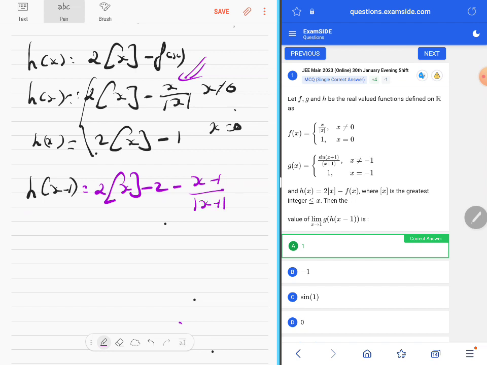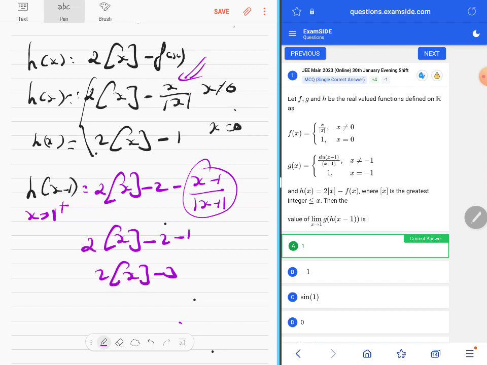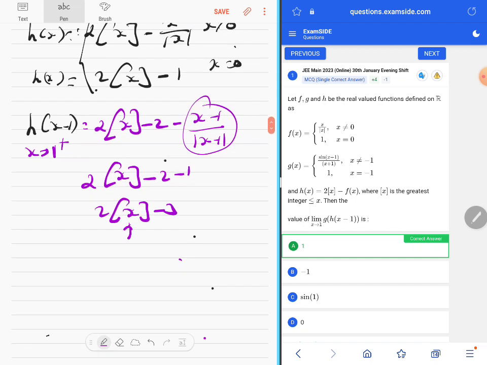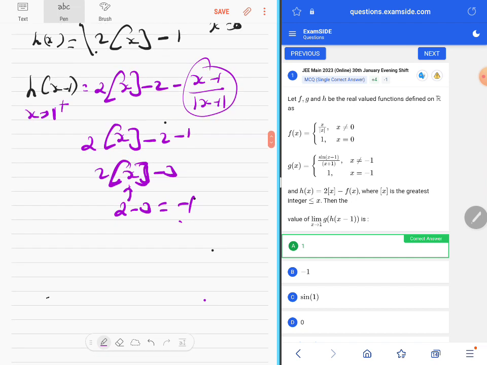And if you're going to study for x coming from 1 from the right, this entire component is going to be positive and it will be 1. So 2 times greatest integer function of x minus 2 minus 1, which is 2 times greatest integer function of x minus 3, and you're going to come 1 from the right. The answer will be 1, so 2 minus 3, so answer is minus 1. Greatest integer function of 1 from the right will be 1.